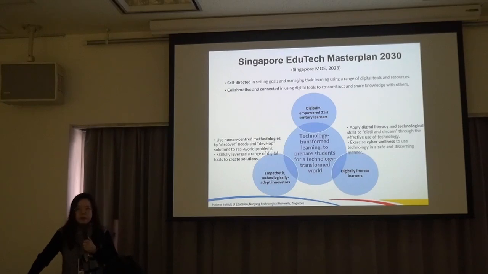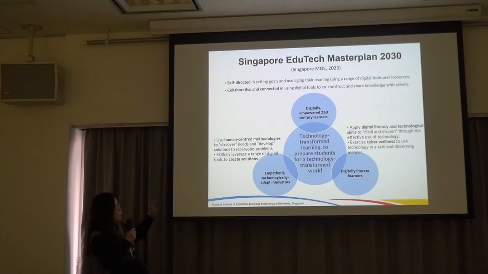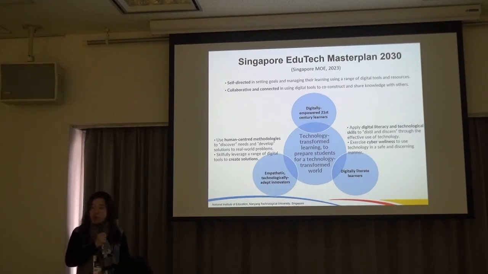This September, the Singapore Ministry of Education came out with the Education Technology Master Plan 2030. I may not have time to talk about all the details, but I just want to highlight one thing: everything needs to be human-centered. Especially with the emergence of generative AI, ChatGPT and such, we are quite afraid that things become more tech-driven rather than human-driven. So we need to focus on human-centered methodologies to discover the needs and develop solutions to real-world problems.